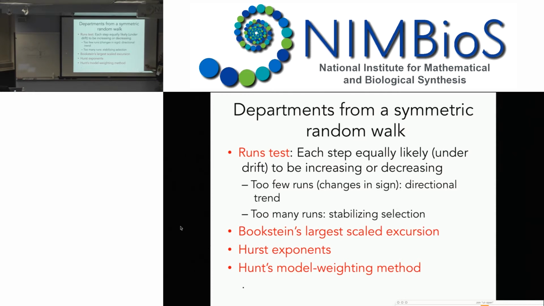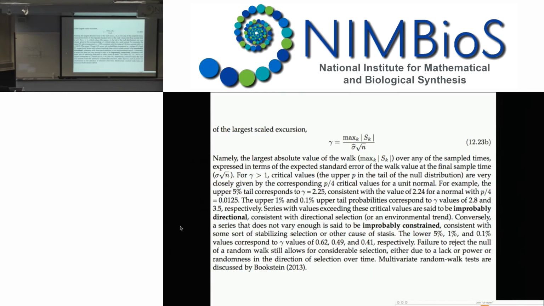Then there are different versions that try to get more out of it. So Fred Bookstein had Bookstein's largest scaled excursions. It's related to a concept that comes out of engineering called Hurst exponents. And then Hunt has this very nice thing we'll talk about called model weighting averages. Bookstein's basic idea is you can put a value on the largest deviation you expect to see in your time series based upon the per generation variance in that time series. So again, using internal characteristics, instead of simply asking about plus or minus, asking about how large a deviation you get relative to an average deviation.